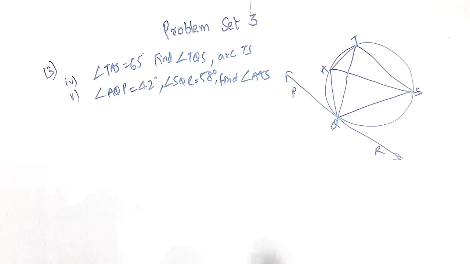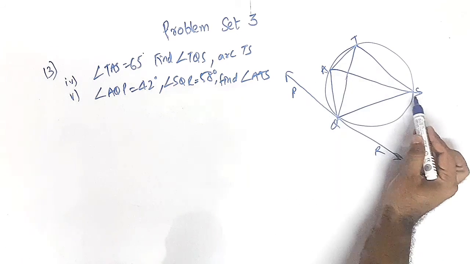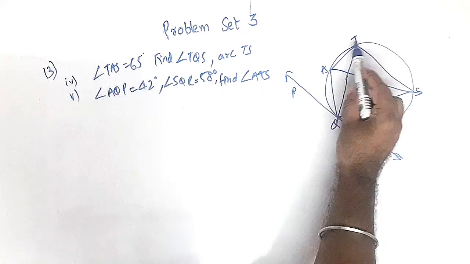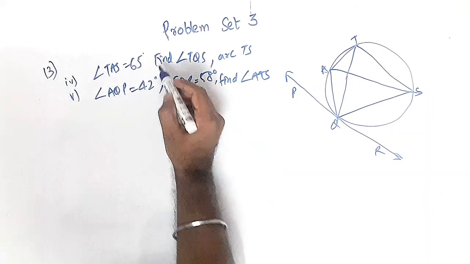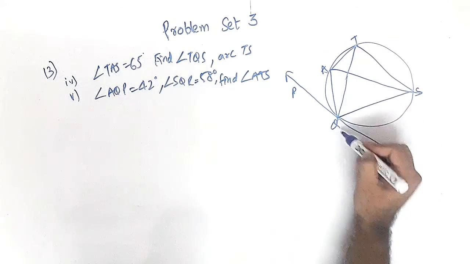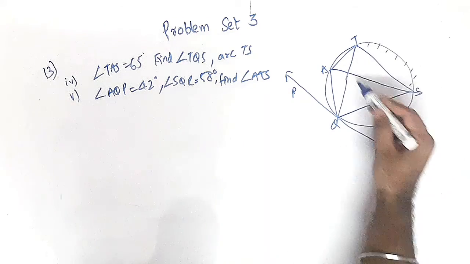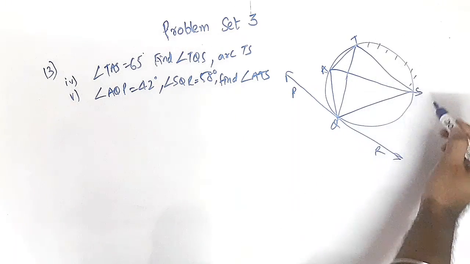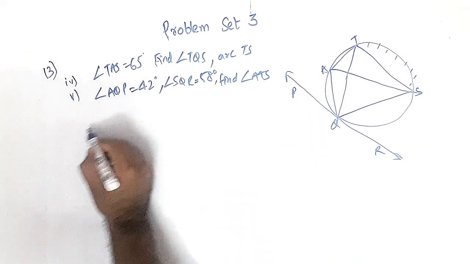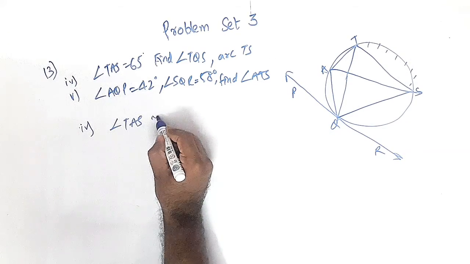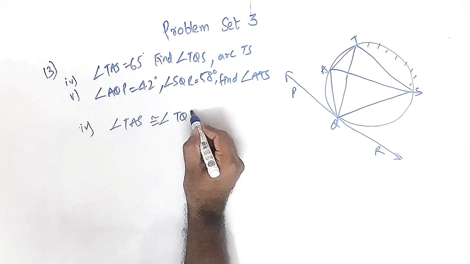Fourth one says that angle TAS equals 65 degrees. Okay, TAS is 65 degrees. So find angle TQS. You can see TAS is intercepting the same arc and TQS is also intercepting the same arc. So I can write angle TAS is congruent to angle TQS.